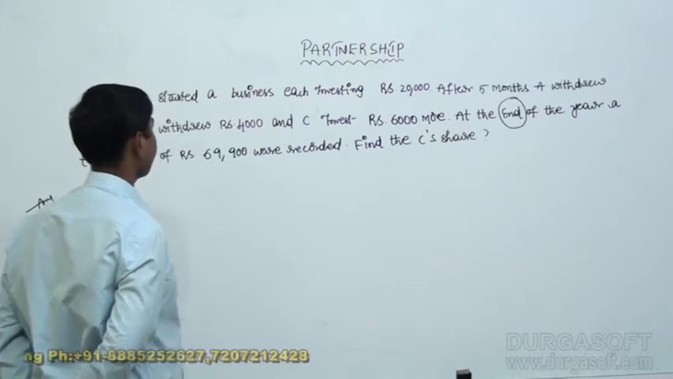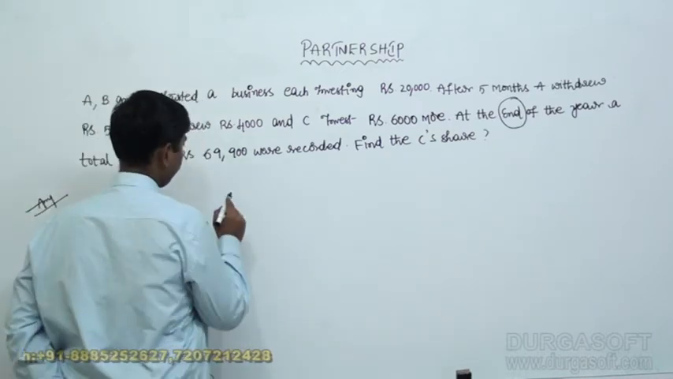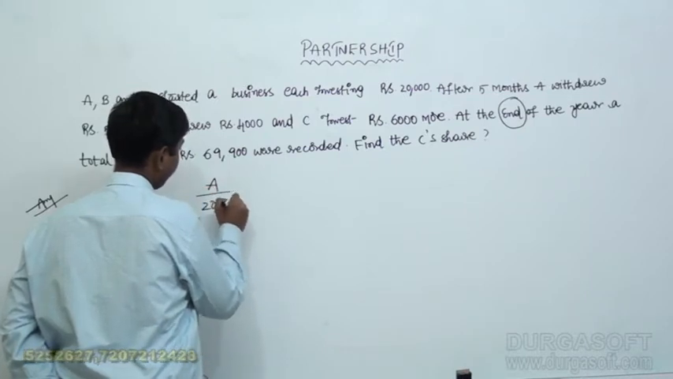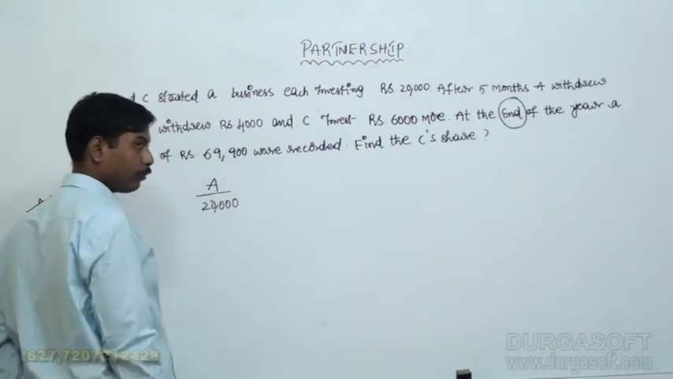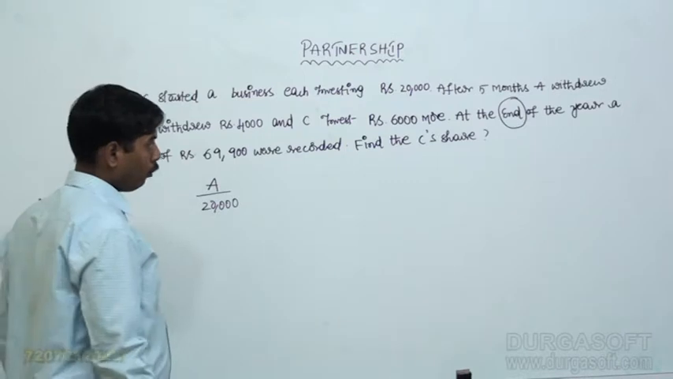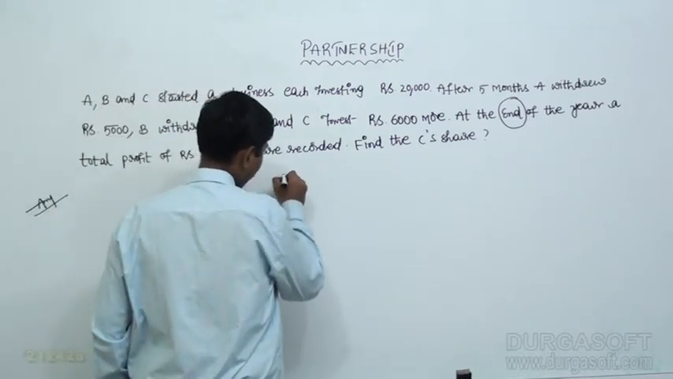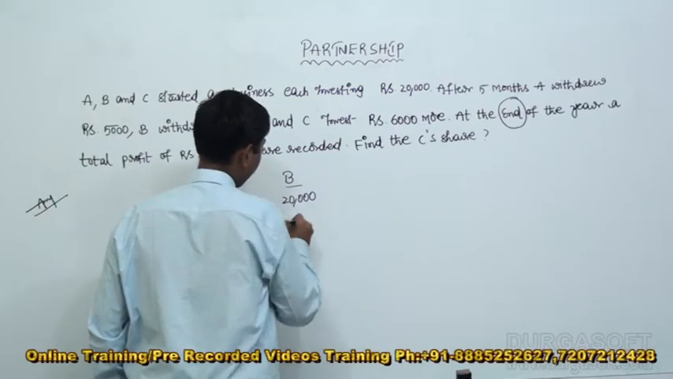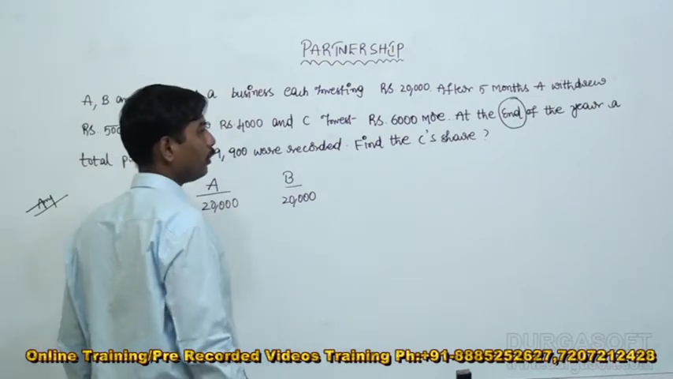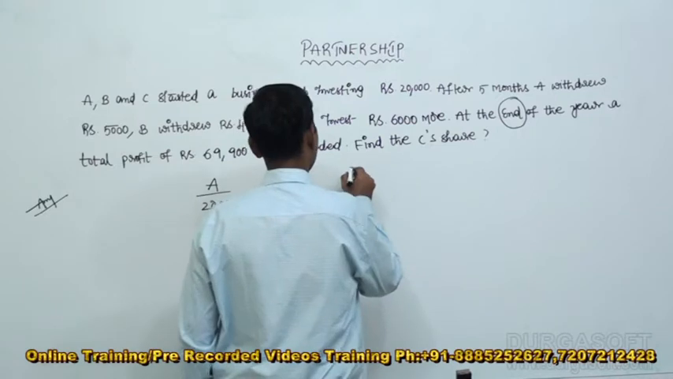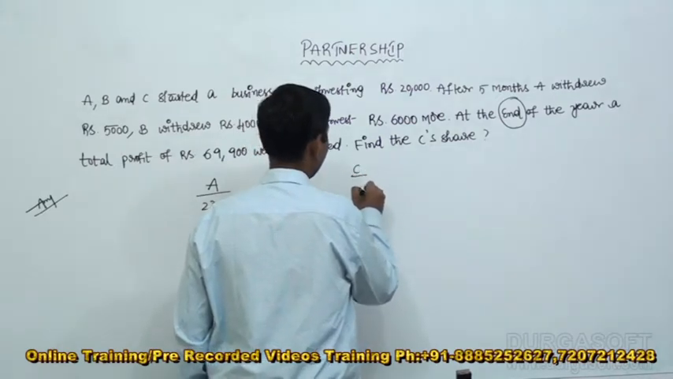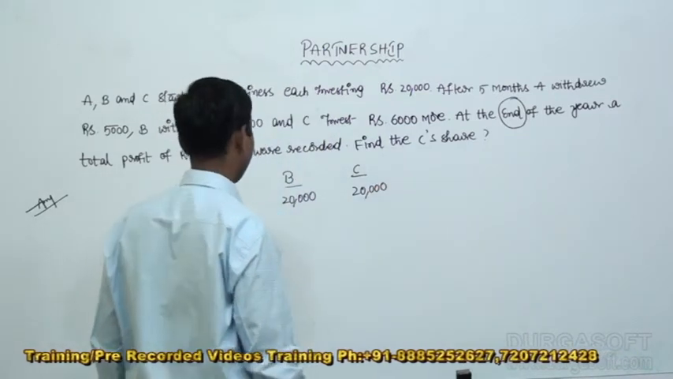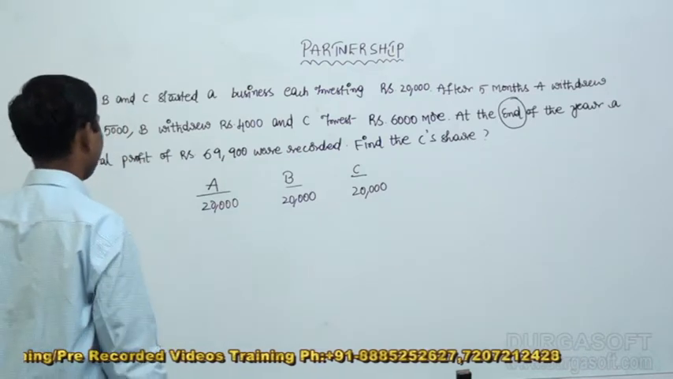Let me check here. A started a business. A invested how many rupees of investment into the business? A invested 20,000 rupees of a investment into the business. B also invested how many rupees of a investment into the business? B also invested 20,000 rupees of a investment only into the business. When I talk about C here, C also invested 20,000 rupees of a investment only into the business. All right. After 5 months, what happened?